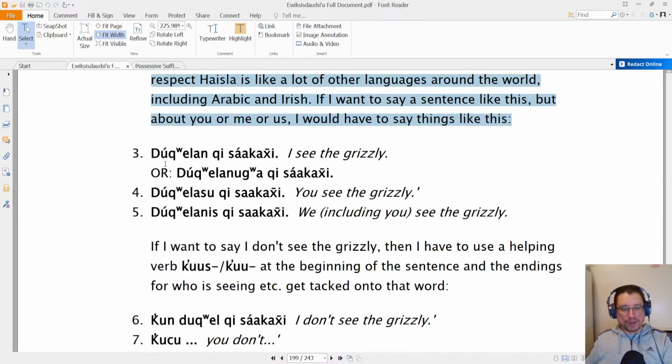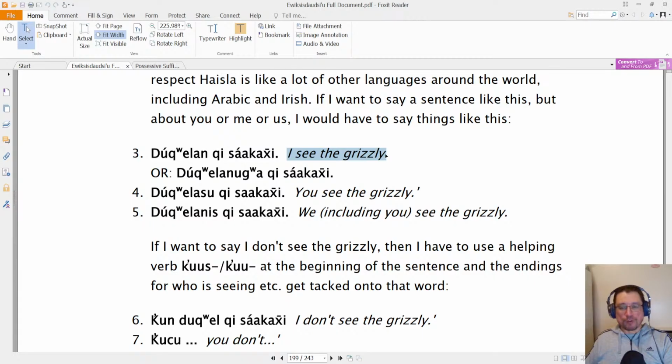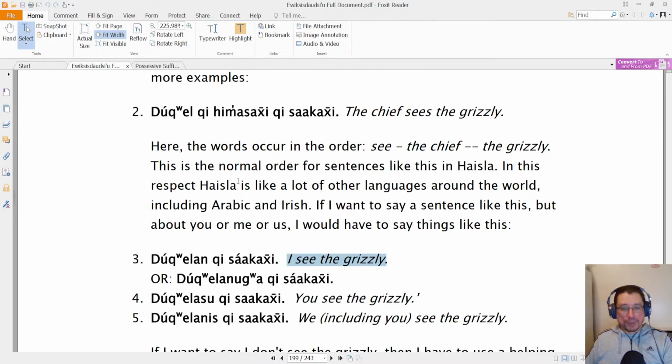If I want to say a sentence like this, but about you, me, or us, I would have to say things like dukwul ke sa kyahe. And this would mean I see the grizzly. So this one, the first one means dukwul ke he masahe ke sa kyahe. So this one, in this sentence, the chief is the subject. So heitmas is the subject. Sach is the object.